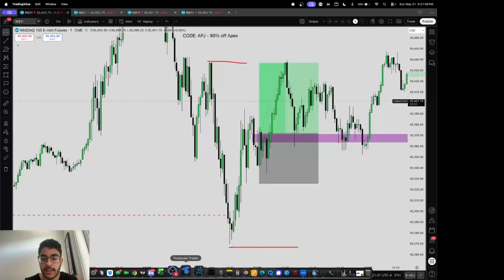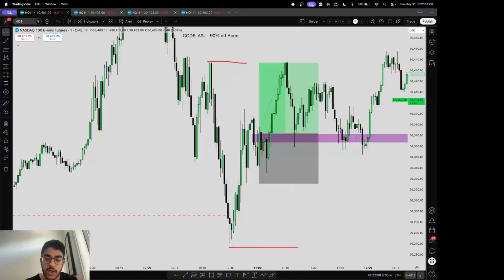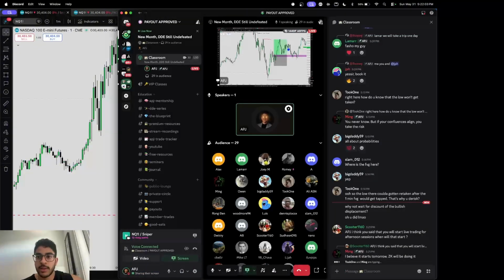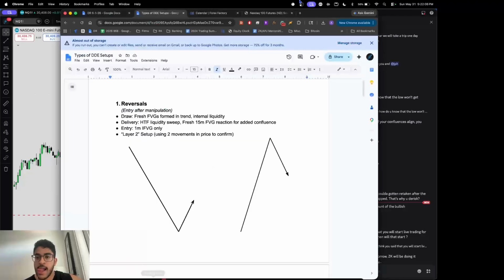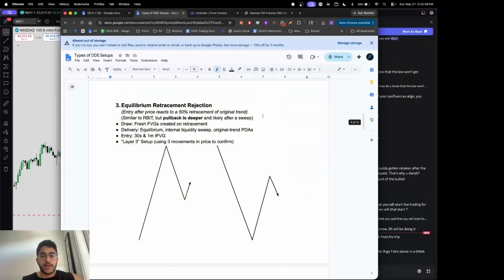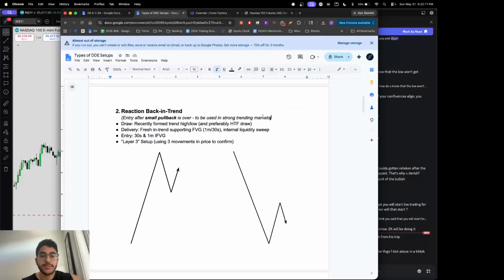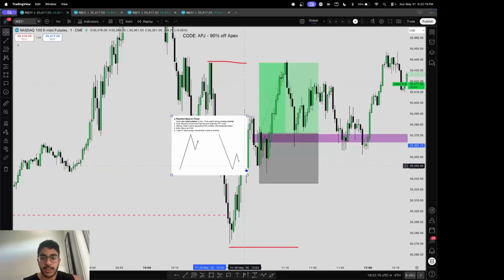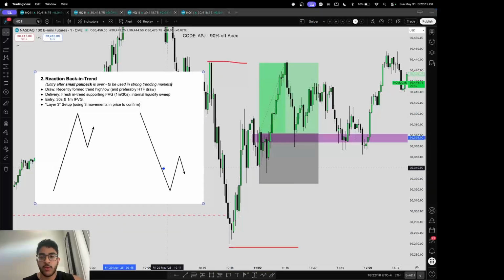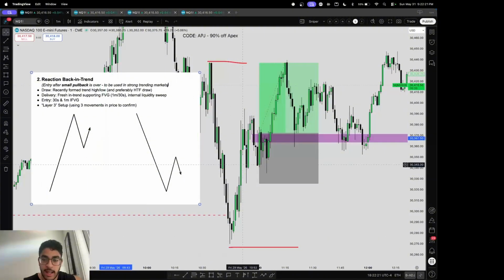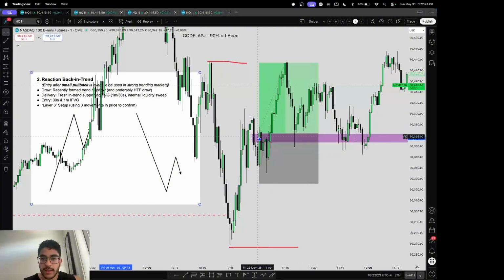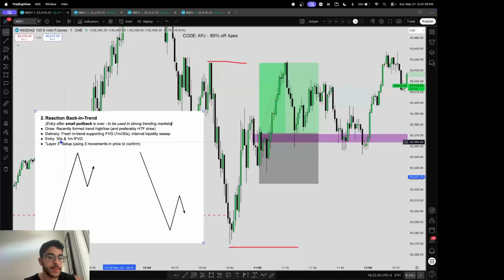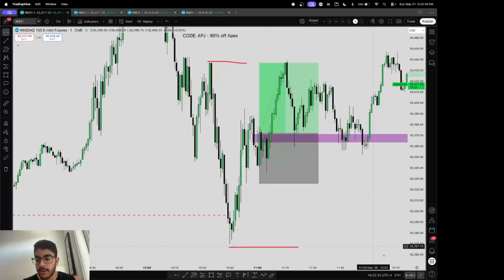that entry there. And I know this is kind of hard to see on the charts, but let me look at another graphic right here. So this is another way to use the DD model, right? Once we establish that trend, reaction back in trend. So we establish that bullish trend here, we pull back, and then we get an inversion back in trend, which is why I called it that, right? Targeting recently formed trend highs, that fresh 15, and then using that inversion to get back up.